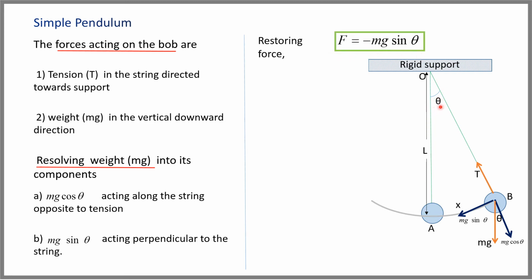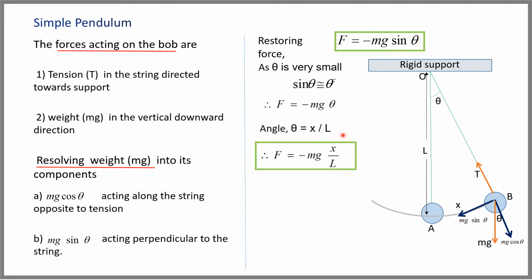If we consider this theta is very small, meaning less than 11 degrees, then we can say that sin theta is equal to theta. So rewriting the equation for the restoring force, F is equal to minus mg theta, where angle theta we can write by using the relation arc length upon radius. So angle theta we can write as x by L. Replacing into this relation of restoring force, we get restoring force as minus mg x by L.